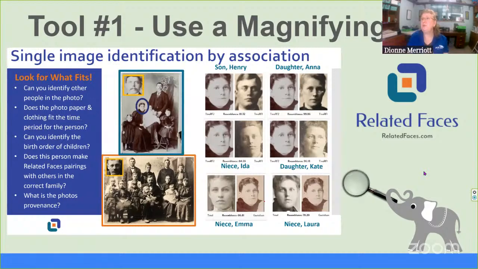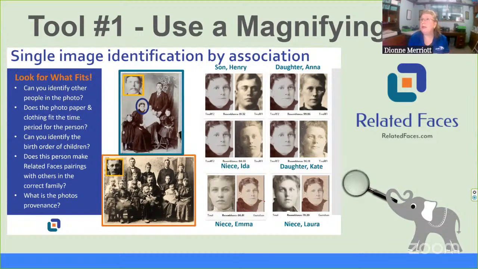The magic happens with this when you can identify other people in the photos. It's looking at those faces in different photos and saying, this is the same man here as this man here. And it's allowing you to make those pairings.